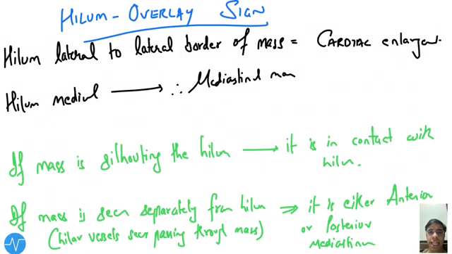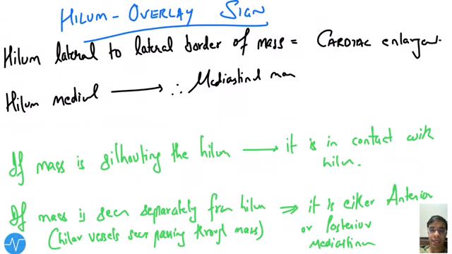Hilum overlay sign. There are two aspects of this hilum overlay sign and any of them can be right. First aspect: if the hilum is lateral to the lateral border of the mass, then it is due to cardiac enlargement. You can imagine that if the heart enlarges, it will push the hilum laterally. Therefore, the lesion is a cardiac lesion if the hilum is lateral to the lateral border of the mass, and the lesion can be a mass if the hilum is medial to the lateral border of the mass.